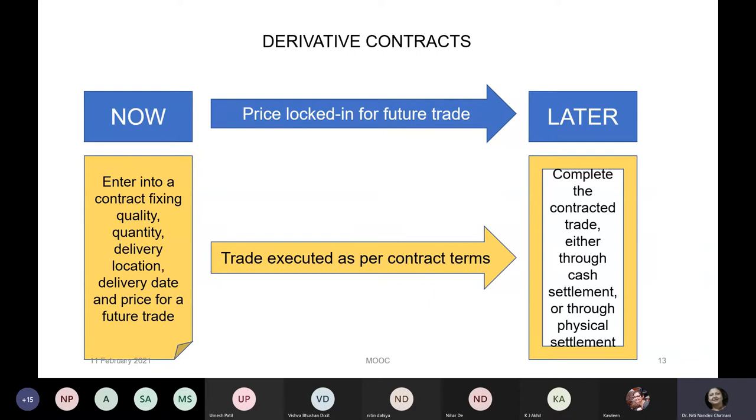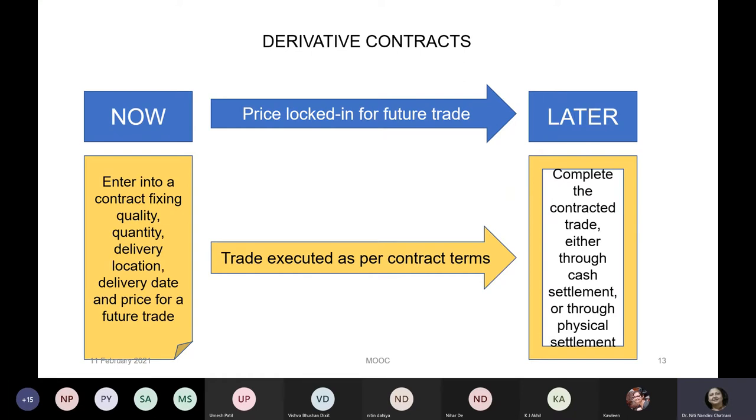You say, let's fix a price. And then depending on whatever the market price is when the contract is settled, if the market price is higher, then the seller will give the money to the buyer. If the market price is lower, then the buyer will give the money to the seller. But net net, at the time of settlement of the contract, the fixed price will prevail. So the difference between the market price and the price that was contracted will be exchanged between the buyer and seller depending on how the prices have moved. That is called cash settlement.